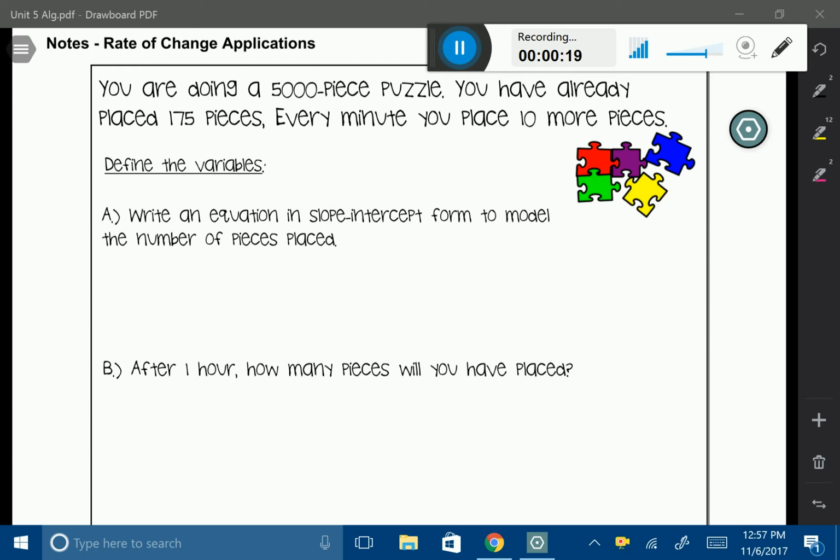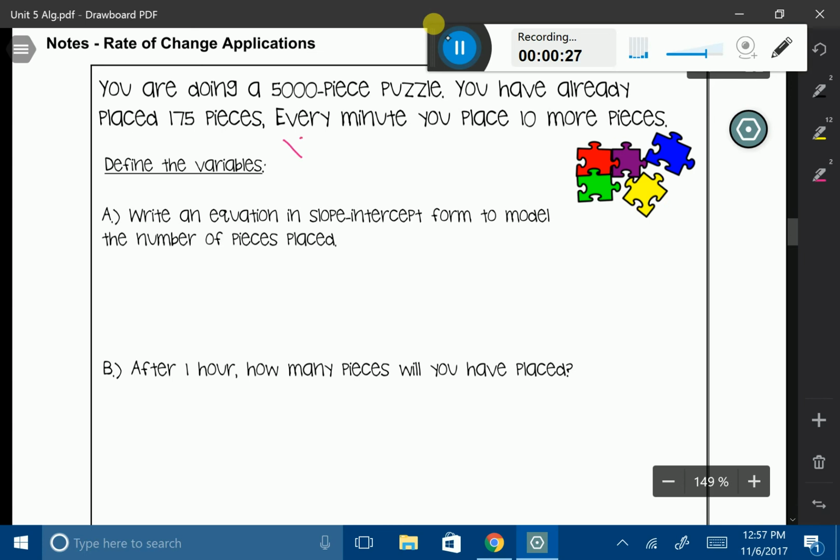First thing we want to do here before we start answering our questions is we want to define our variables. I have an independent variable, x, and I have a dependent variable, y. It looks like from this situation, I have numbers of pieces placed, and I have minutes. Anytime you have time, that's minutes. So I'm going to go ahead and label my x as my minutes. And my y is going to represent my pieces placed.